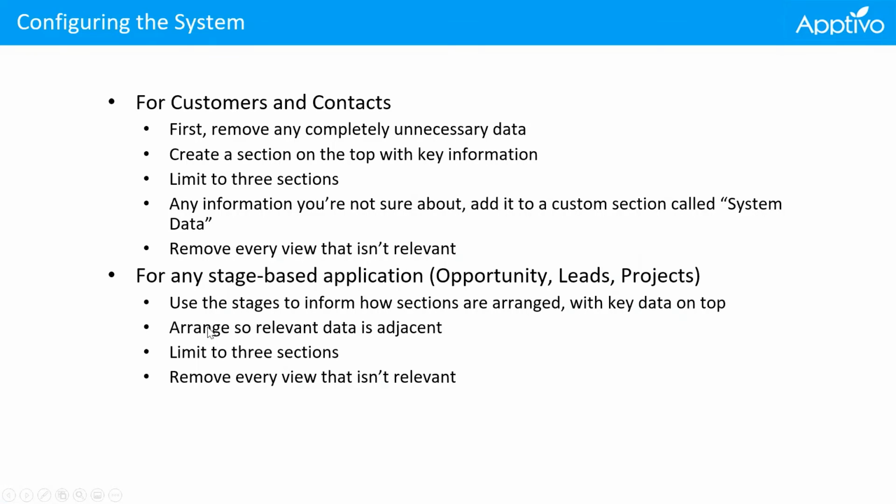Another thing that's useful is to group relevant data. In the customer record, I put the phone number, email, and address next to each other. In the opportunity, I put the submission date, and I forgot to add the RFP attachment, but those were together. It's a nuanced effect, but it has a huge impact on the way that the system appears.